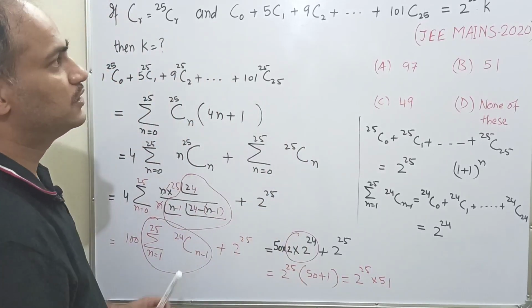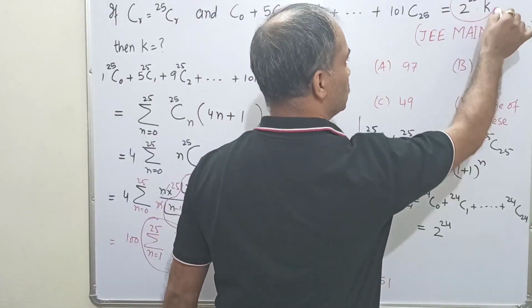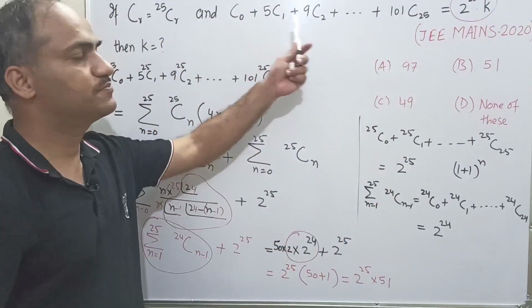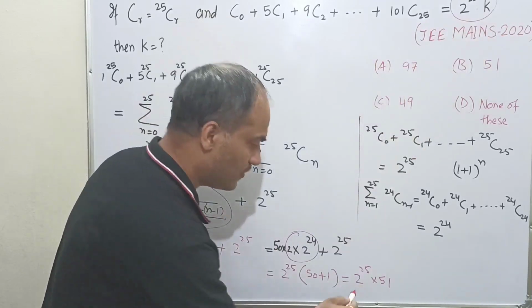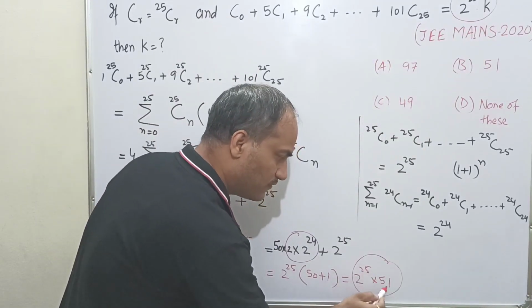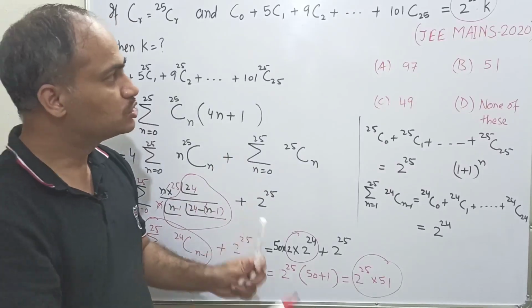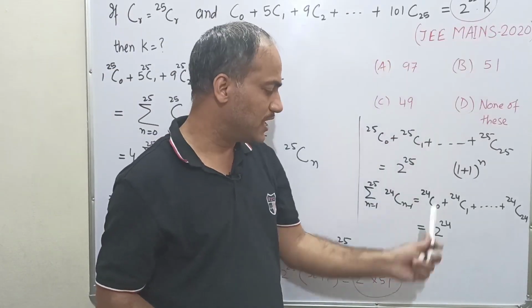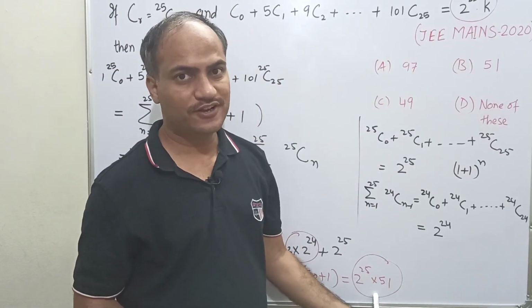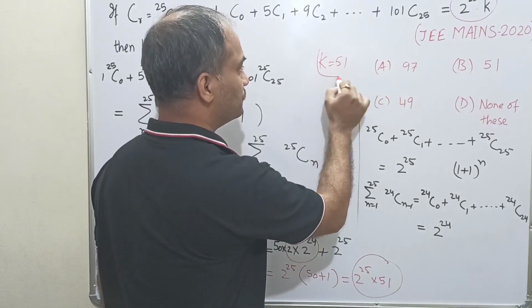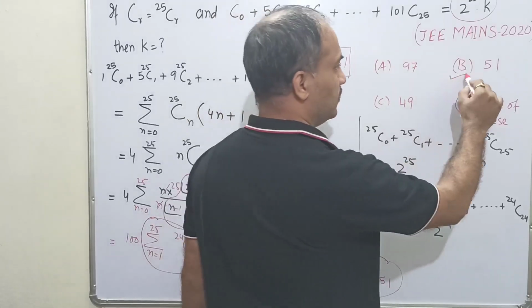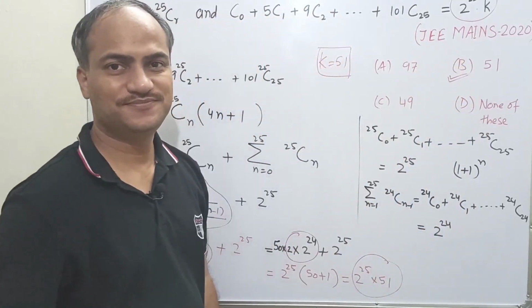Now just compare what was given to us. This entire expression is actually 2 raised to the power 25 into k. And we have got this is 2 raised to the power 25 into 51. So when we compare, we simply get k is equal to 51. So k is equal to 51 is the answer. So option B is correct.